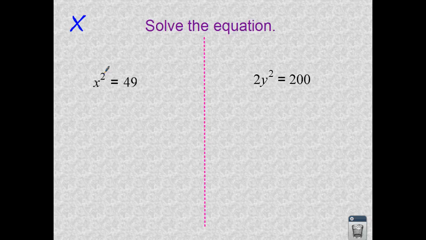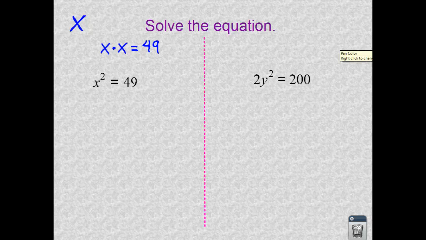Well, think about what it's saying. It says x squared is equal to 49. X squared means what multiplied by itself is equal to 49. And we just learned on the last screen that we would have two values that would actually work, positive and negative 7s. So how would you show your work on this?